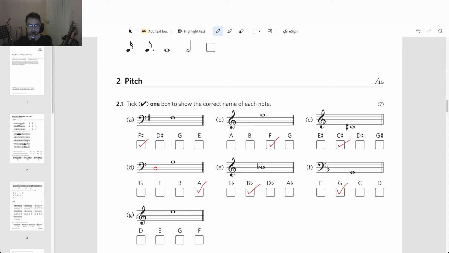Okay, example G. Treble clef, and we're in the top space. And what's the rhyme for the spaces? Face. Face in the space. So this one is E.